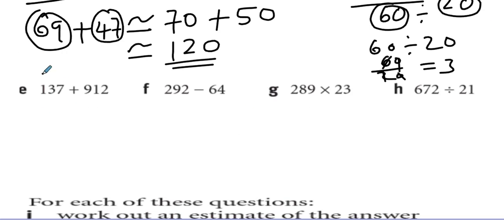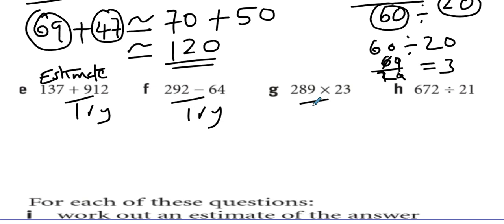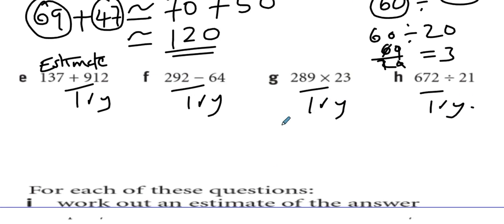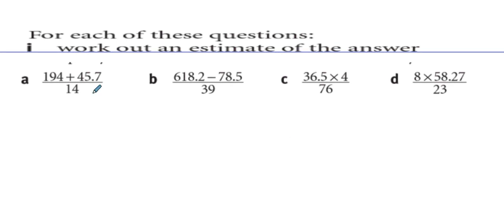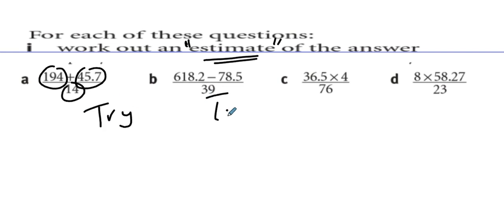So still estimate that. You can still try that. Try this. And try that. Okay, for each of these questions, work out an estimate. Still, they are talking about an estimate. So round each number here to one significant figure, and then you do an approximate. So still, you can try that.